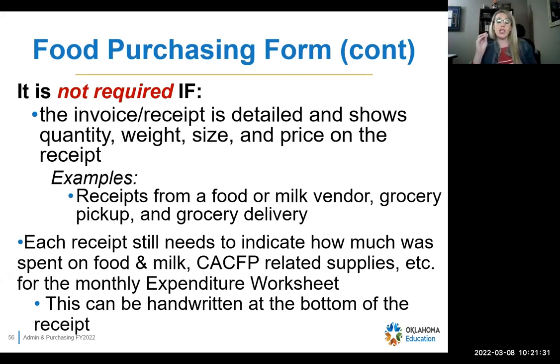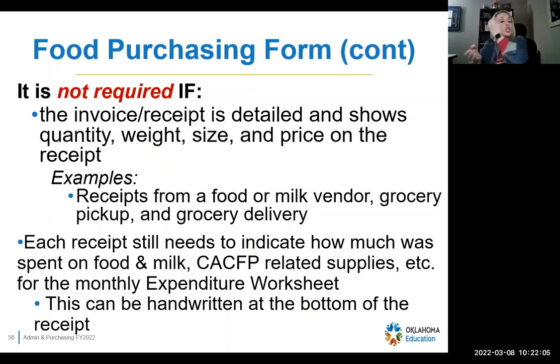And the reason why is you're able to get a detailed invoice that shows the quantity, the weight, the size, and the price. Now, an example of this is if you get a receipt from a vendor like Sysco, Ben E. Keith, US Foods, Tankersley, Mid-America, it will say you got like 3 cases, which is 4 gallons in a case of white Highland 4% milk or whole milk.